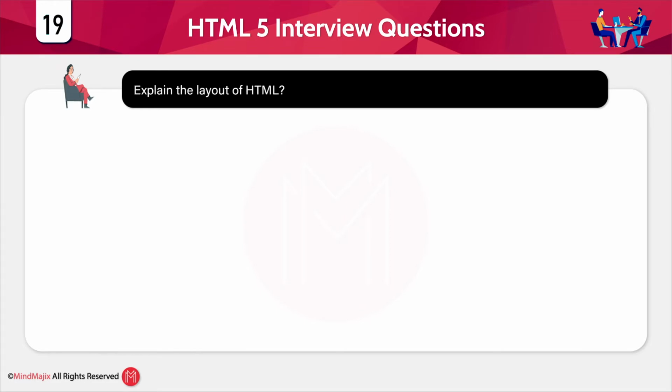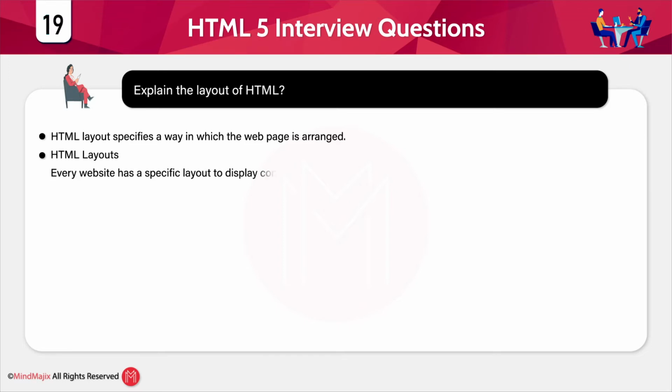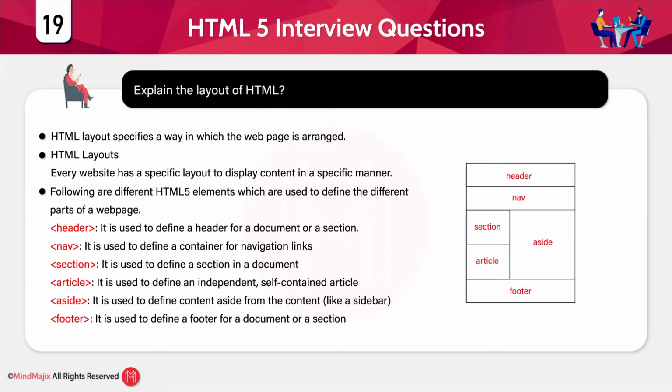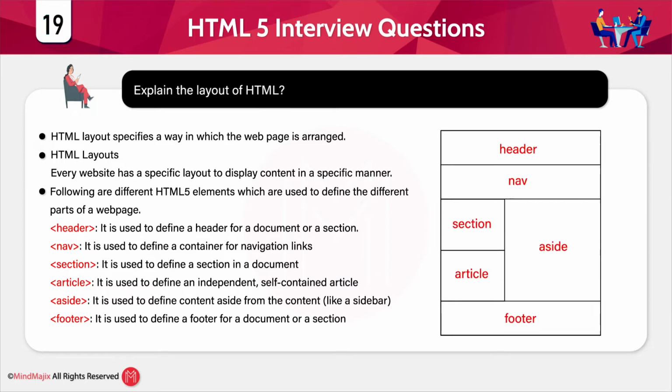Explain the layout of the HTML. Layout is the format in which the data should be displayed to the end user. Header and footer, and within the header and footer there would be a body in between. This is how the content is to be displayed on the web page. The HTML layout specifies the way in which the web page is arranged. See guys, these are the HTML layouts. Every website has a specific layout. You display the content in a specific manner.